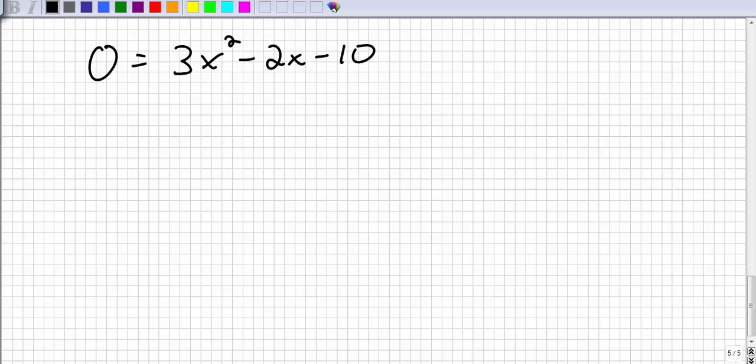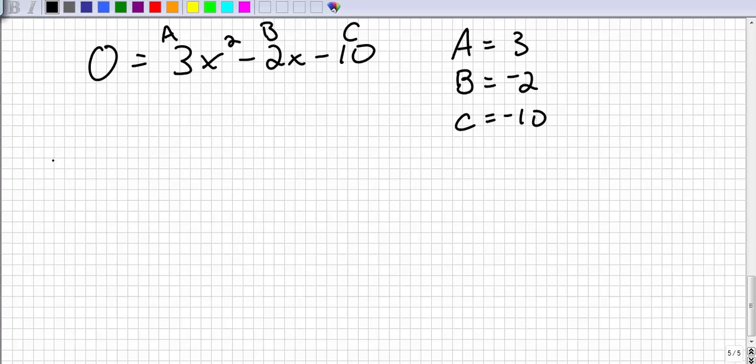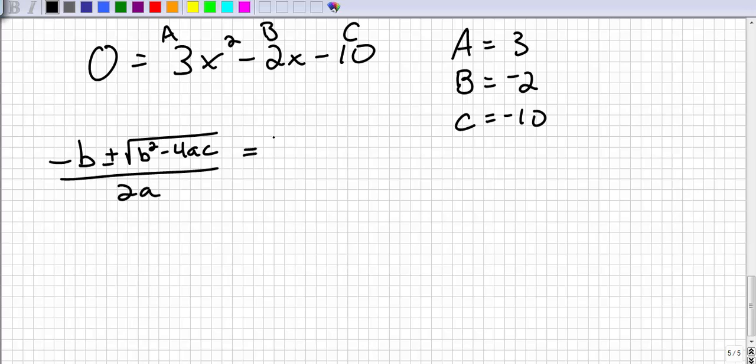Well, first thing you have to do is identify the a. Here's my a. b is a negative 2, and c is a negative 10. So if I were to write those out, your a is 3, b is negative 2, and c is negative 10. So all I have to do is plug those numbers into the quadratic formula, and it will tell me what x equals. So our quadratic formula, remember, is the opposite of b plus or minus the square root of b squared minus 4ac all over 2a. And if you solve that, it will tell you what x is equal to.